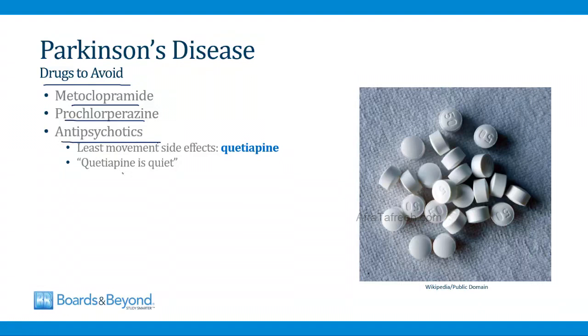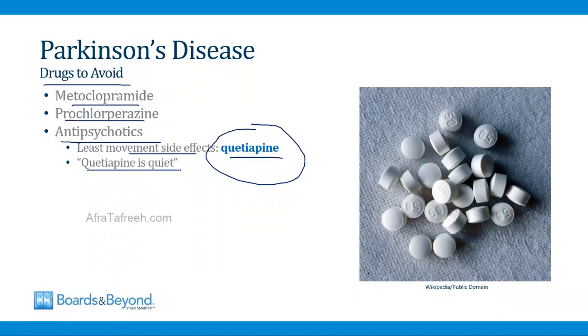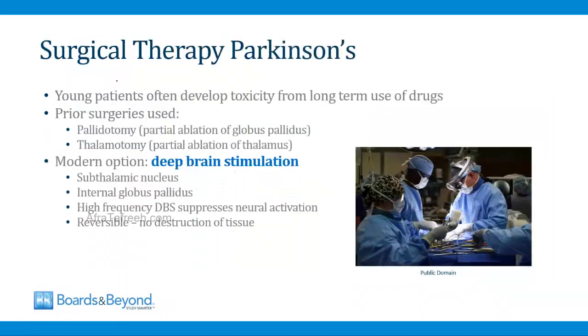I talk about antipsychotics in detail in a video in the psychiatry section, but the antipsychotic drug that has the least movement side effects is the second generation antipsychotic quetiapine. And if you have a patient who has Parkinson's disease who develops psychosis for any reason, this is the drug of choice because it's least likely to have movement side effects. And the way many people remember this is through the mnemonic quetiapine is quiet, meaning it does not have movement side effects.